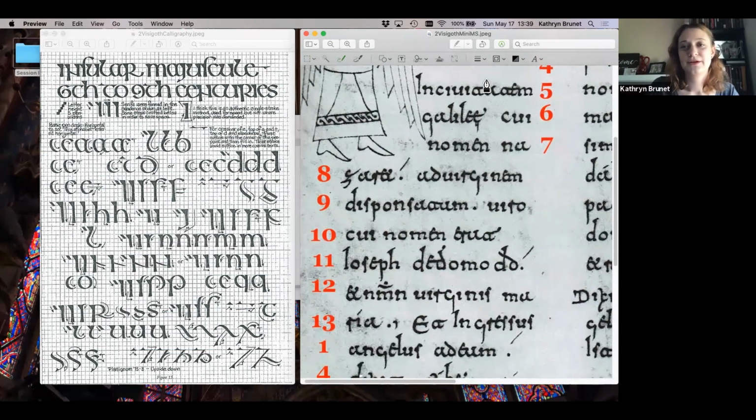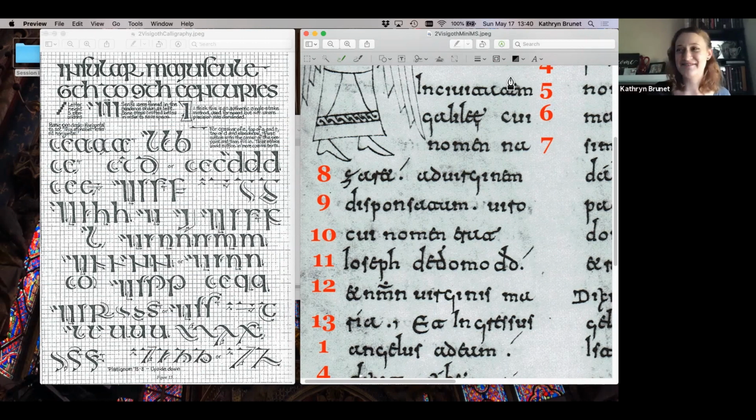Okay, so I'm hoping that you see a little bit of difference here between that Caroline minuscule that we just saw and this insular Visigoth minuscule that we're looking at now. We're in a different place in Europe. This is a totally different style of writing. It's very straight, it's more compact, it's a little more pointy.